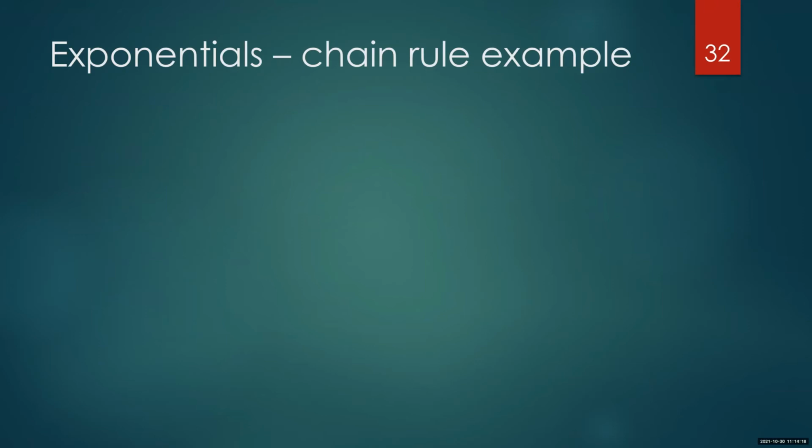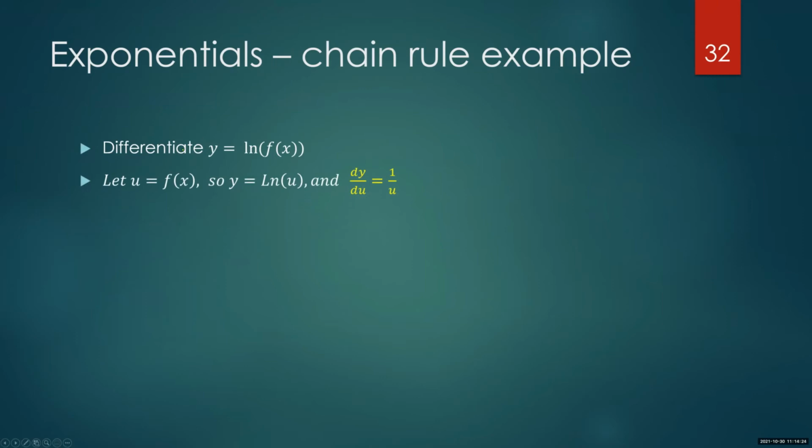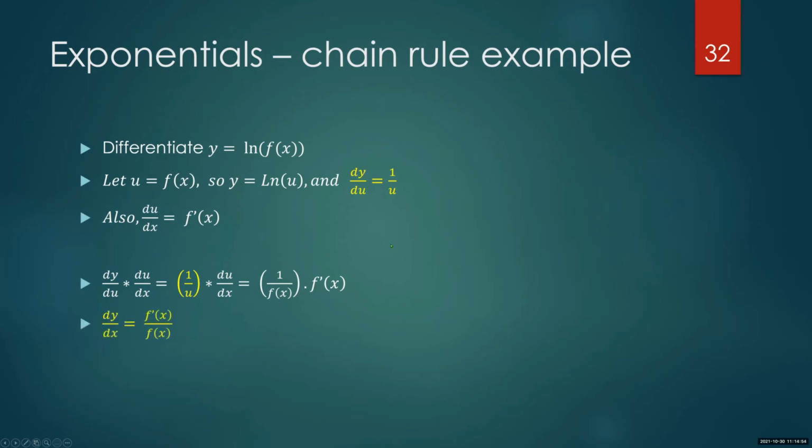So here's a chain rule example. We want to differentiate y is equal to the natural log of f of x. So let's let u be equal to f of x. So y is the natural log of u, and dy du is equal to 1 over u. So that's straightforward enough. Now we need to find du dx. Well, du dx very simply is equal to f dash of x. And so dy du by du dx is equal to 1 over u by du dx. And that's 1 over f of x by f dash of x. And so dy dx is simply f dash of x over f of x. And that is where the rule on the previous page came from.